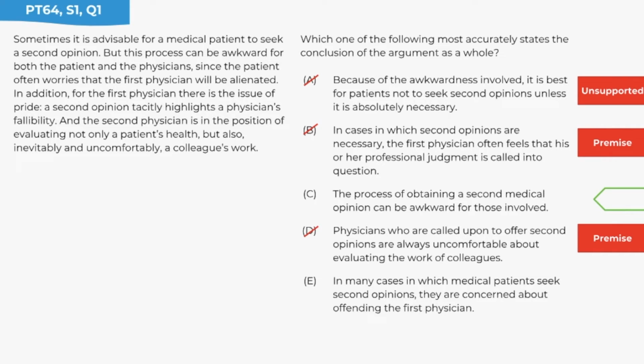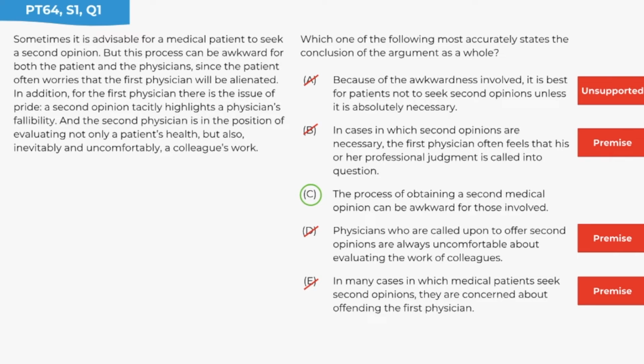Answer choice E says, in many cases in which medical patients seek second opinions, they are concerned about offending the first physician. Again, this is something that was there. It says that the patient often worries that the first physician will be alienated. Yeah, so answer choice E is another premise. Let's get rid of it, and that leaves us with C as the right answer.